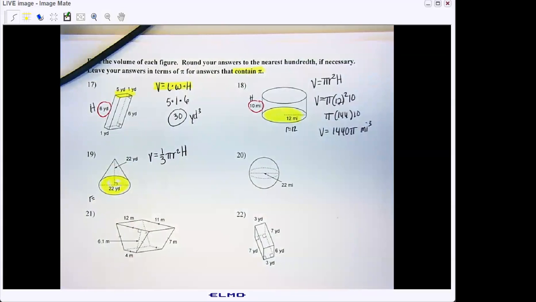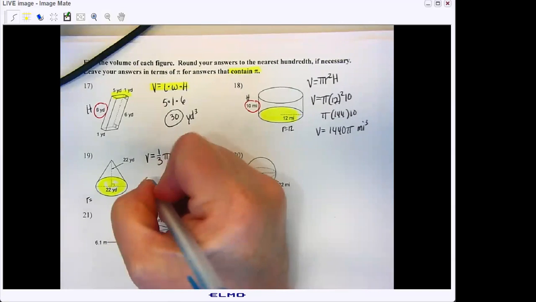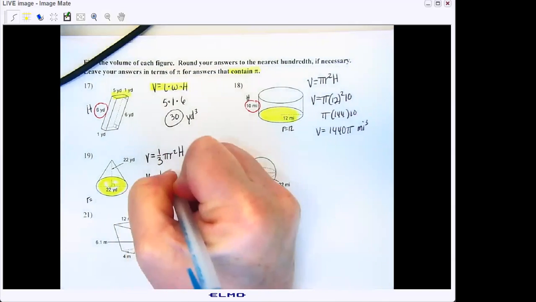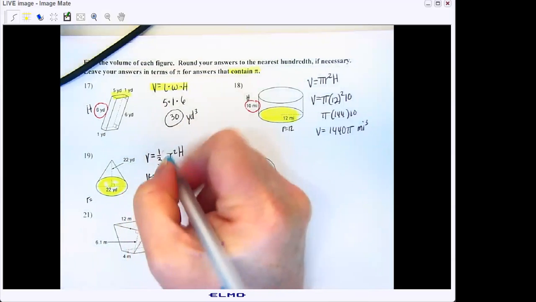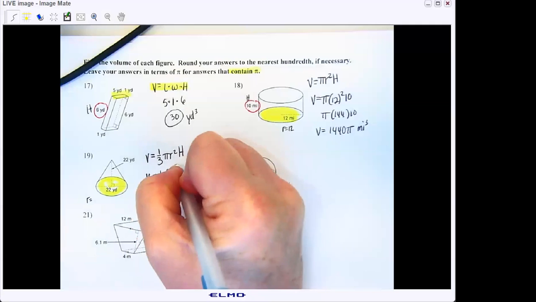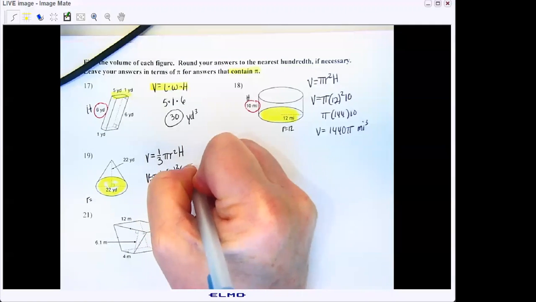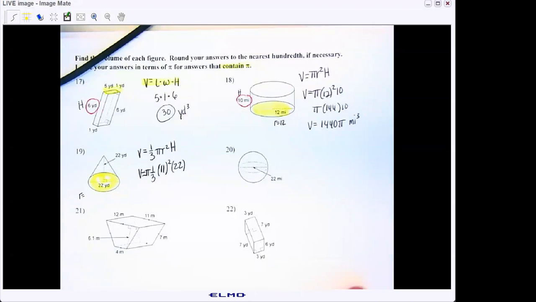These guys, R is not 22. Thank you for the 10 people that told me what R is. Thank you. Nice. This is a participation opportunity. Okay. So you plug it in. V is equal to 1/3. I'm going to put my pi over here. 11 squared times 22. And you're going to multiply it all together.